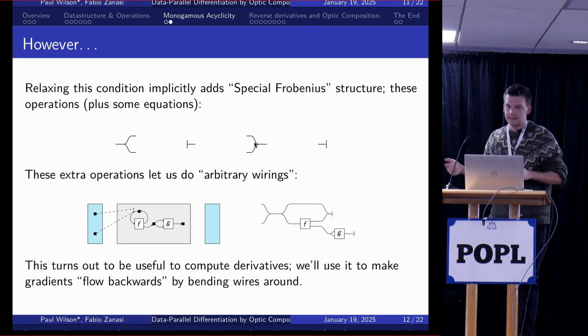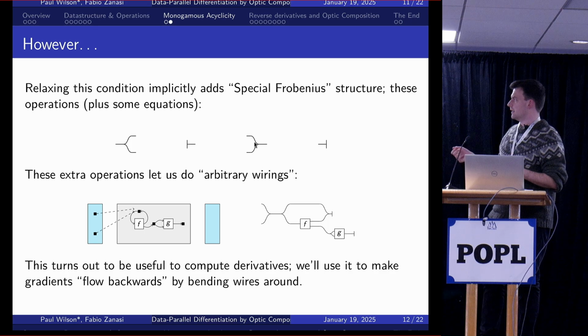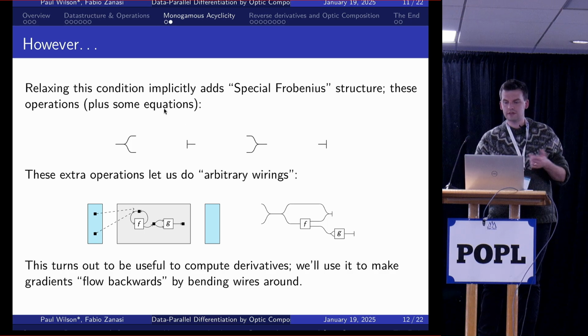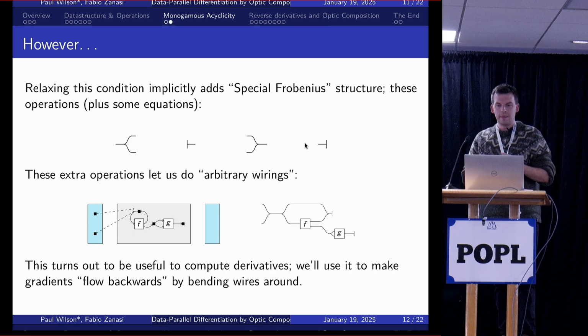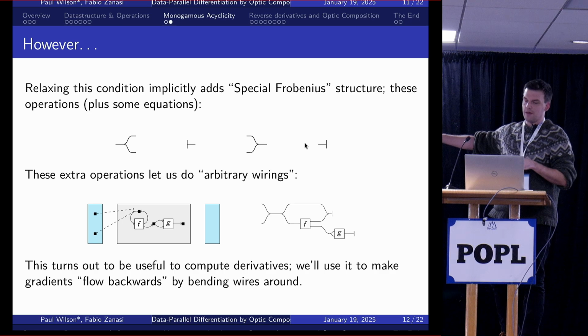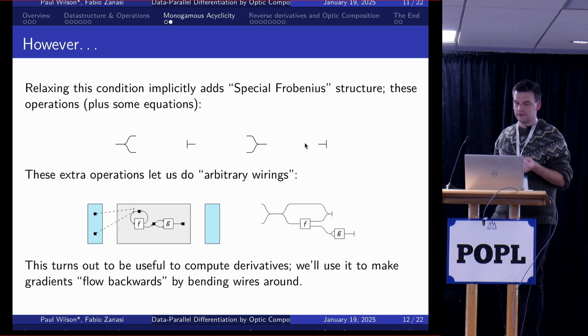Now, if you don't have this condition, the extra structure you get is this special Frobenius structure. So it's these 4 operations plus some equations which are not pictured. But now I can show you the term corresponding to that weird open hypergraph I showed you.